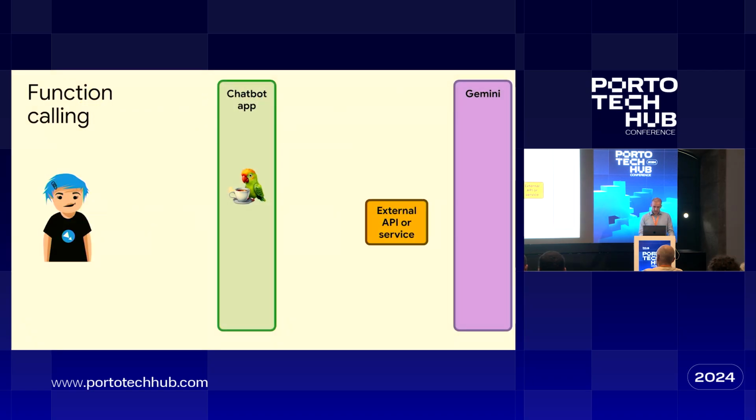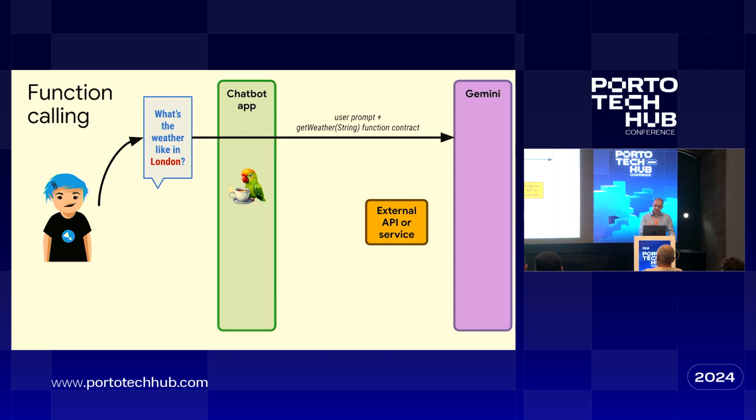And the function calling works this way. So let's say a user comes along and they ask, what's the weather like in London? Of course, the LLM doesn't know that. But what we can do is that we can pass the user prompt to the LLM, but we can also say, there is this function that you can use if you need to. This function is called getWeather, and it takes a location as a string, okay? So we pass that to the LLM as well.